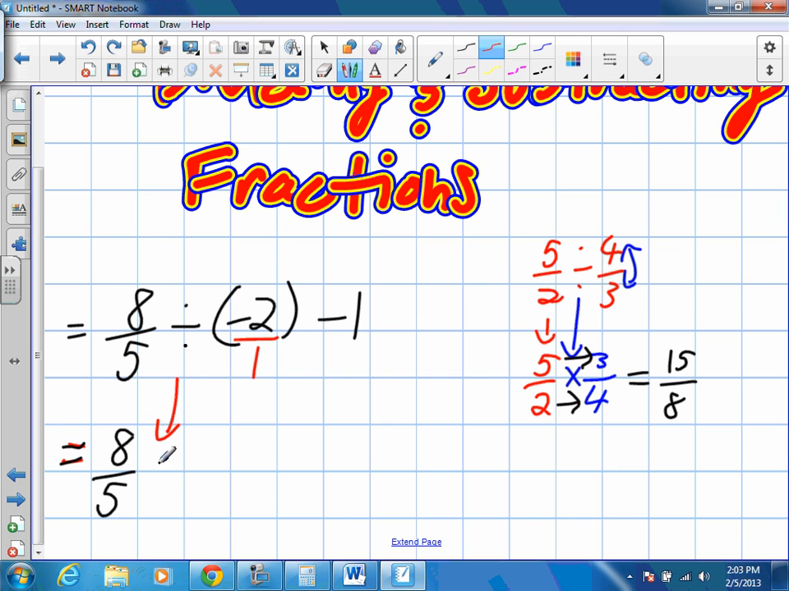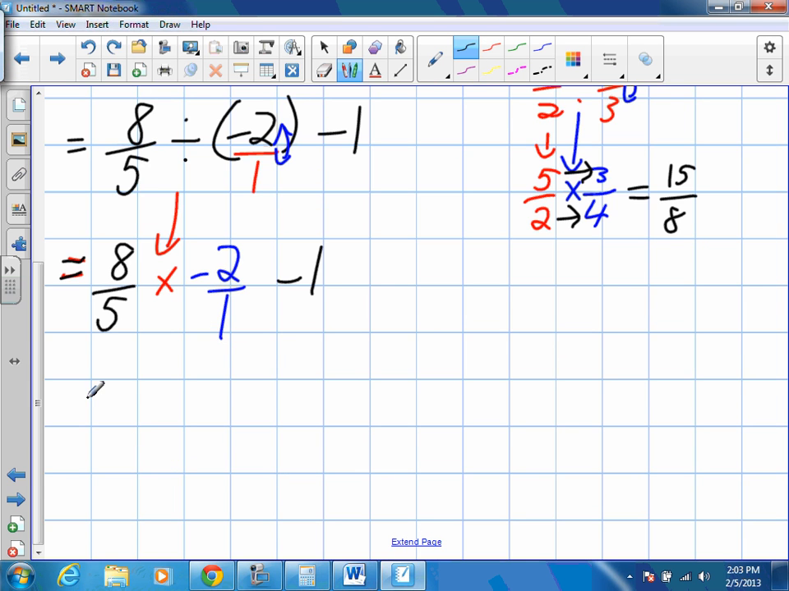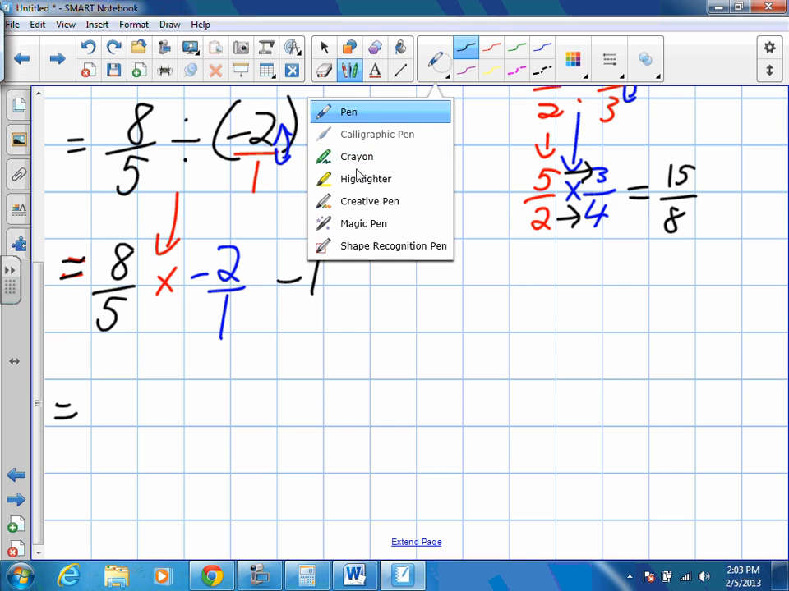We change it to a multiplication question, and we invert the fraction. Now, this fraction has a negative sign. It turns to a positive sign. Well, no, it will stay negative. And I can either apply the negative to the top or the bottom. It won't make a difference. And the reason it won't make a difference we'll talk about right now.